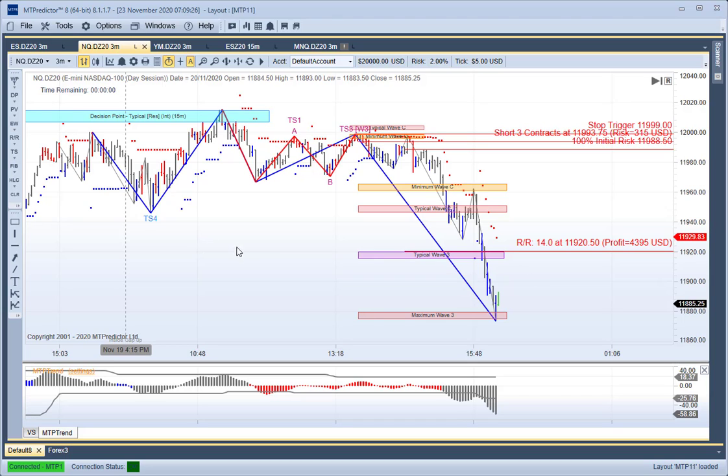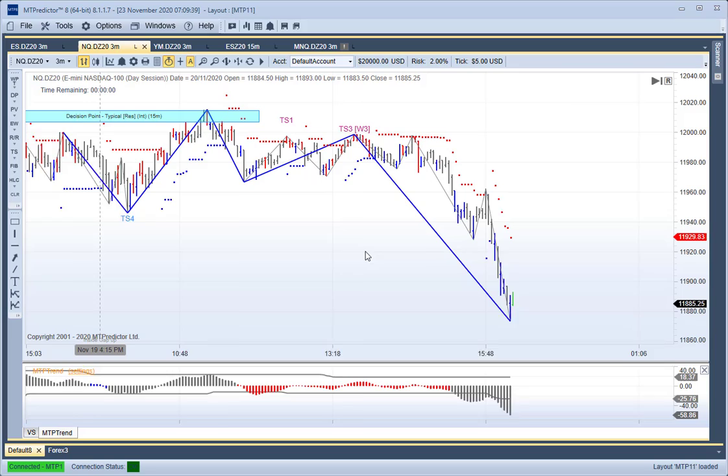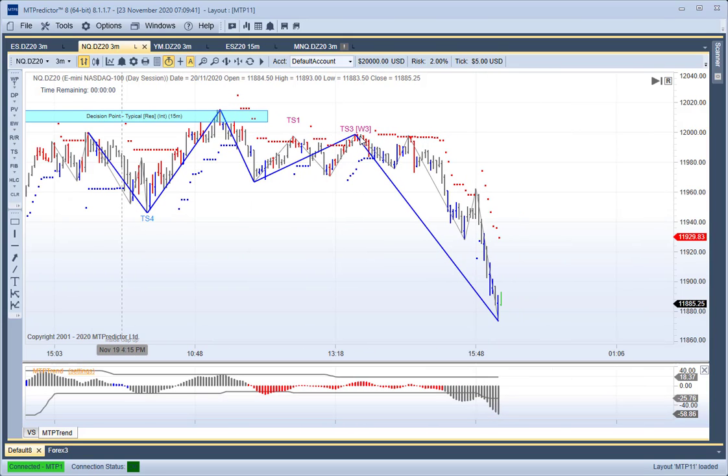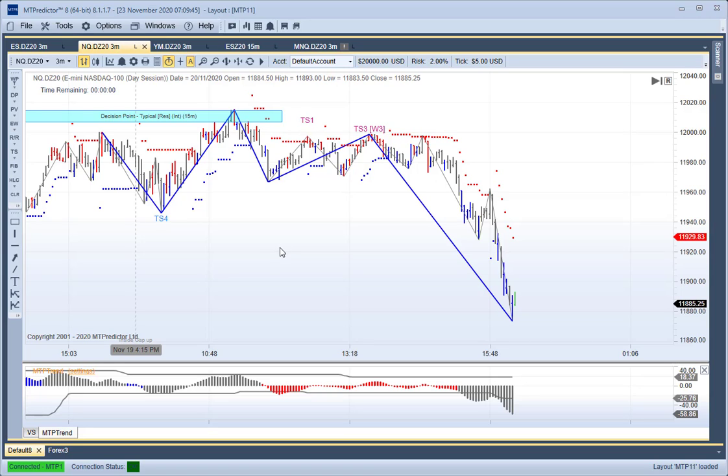And as you can see, this setup here proved to be a very good example of our W3 or wave 3 trade setup, where you had a nice trade there catching the decline on the NQ. There it is, W3 or wave 3 trade setup there. So a great example on the 3-minute NQ that unfolded on Friday.